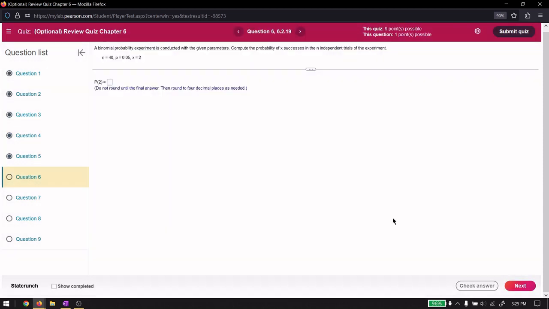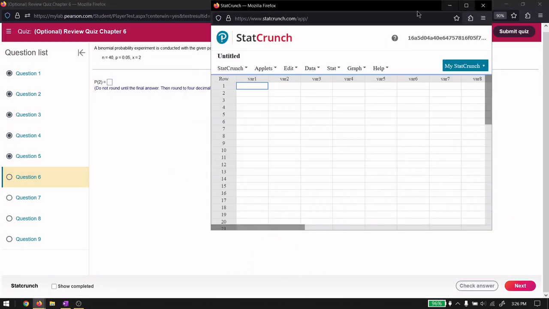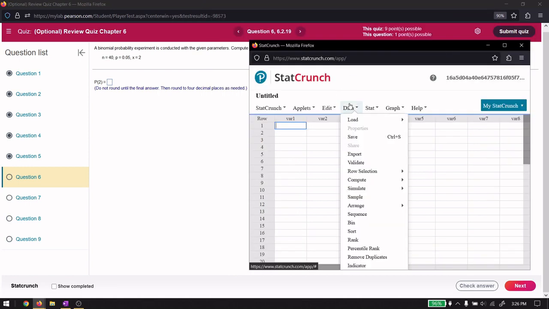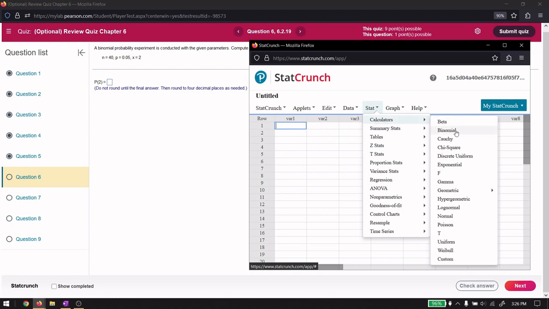Next one says a binomial probability experiment is conducted, and we have these parameters. So in other words, there's a 0.05 chance of a success. We're trying it 40 times, 40 trials, and we're asking, what if we got two successes? What's the probability of getting just 2 successes out of 40 trials? Well, you could do this by hand using the formula, or let's just use StatCrunch. Now, we're looking for a binomial probability experiment. So that's going to be Stat, Calculators, Binomial.